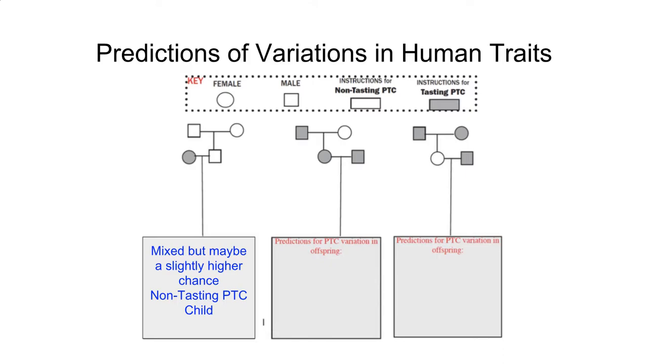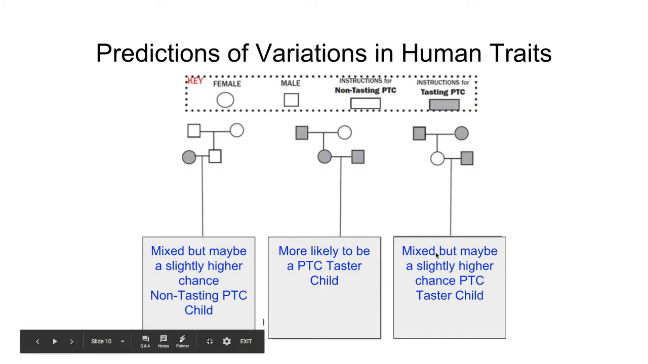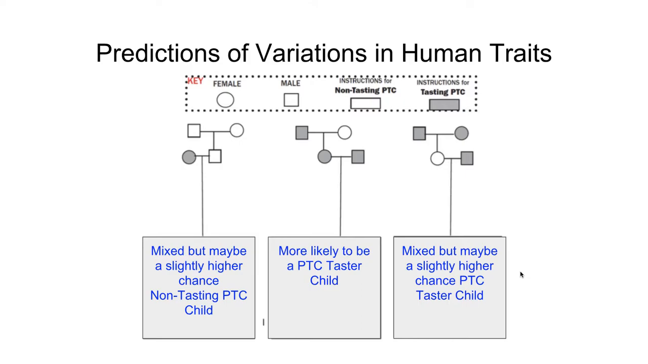Where the grandparents are mixed, but the parents are both PTC tasters, we can make a prediction that there is more likely to be a PTC taster child. And then where grandparents are both PTC tasters and the parents are mixed, we could probably predict that they will be mixed, but maybe a slightly higher chance of a PTC taster child.